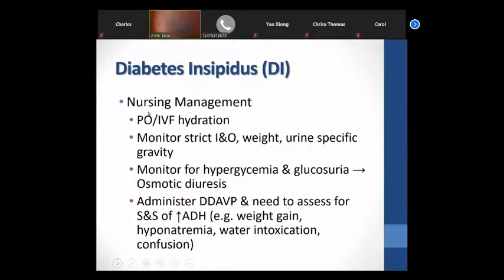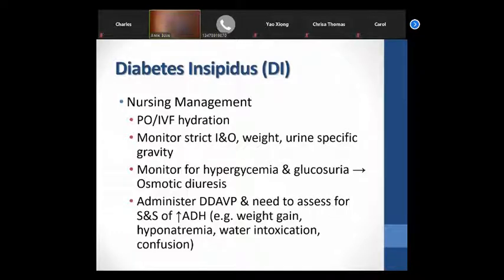Now, nursing management, obviously, as I mentioned to you, you're going to administer the supplementation, either PO or IV, and it has to be water. So you're looking at water by mouth or D5W. You can give half normal saline or 0.45 hypotonic saline, but usually it's D5W. You're going to have strict I&O.